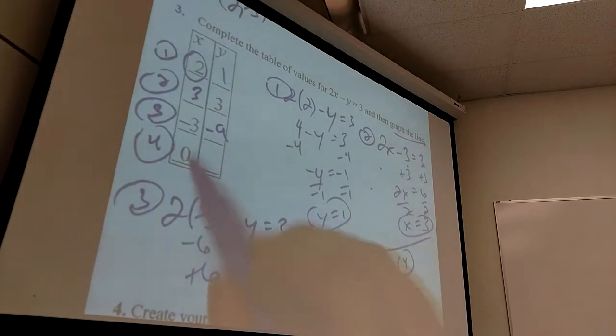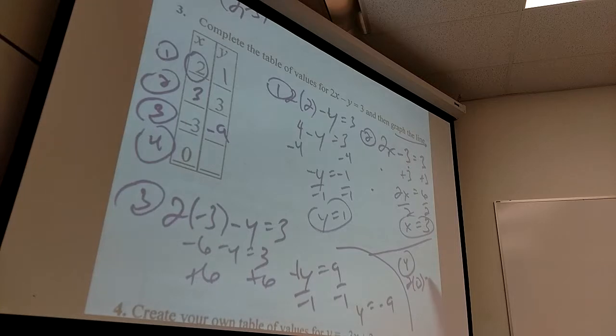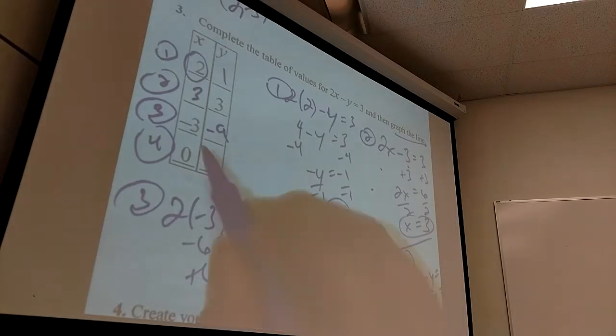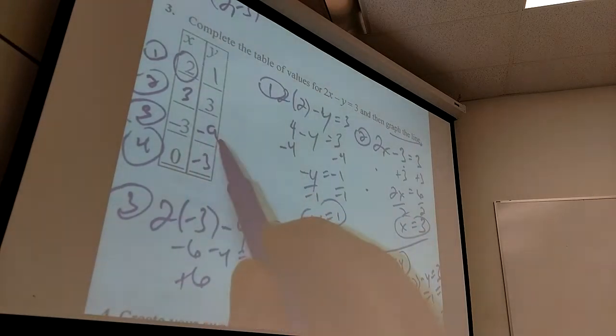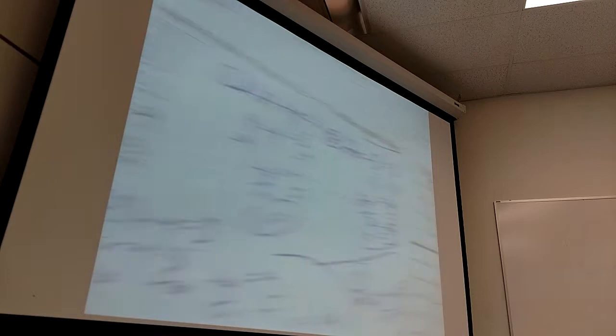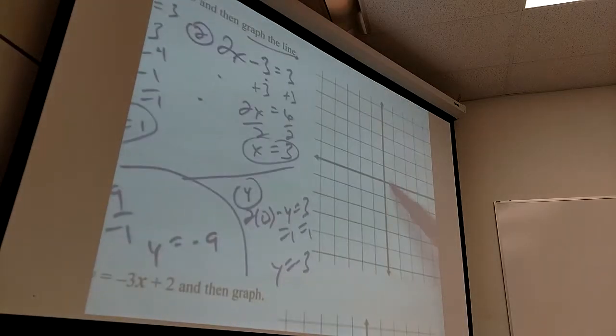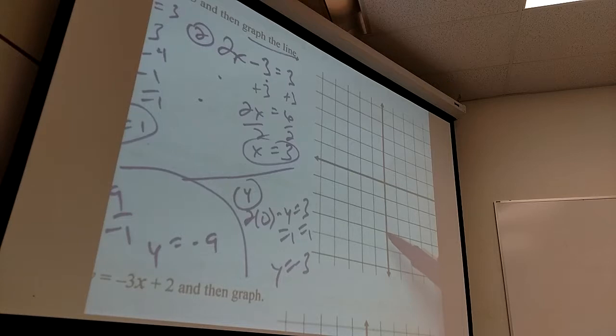Yeah, make x 0. 2 times 0 minus y equals 3. Divide by negative 1, I get y equals negative 3. Now, you could plot this point, but in order to do it, you'd have to make your scale go by negative 2, negative 4, negative 6. Do you guys see that? That's the next level of this.